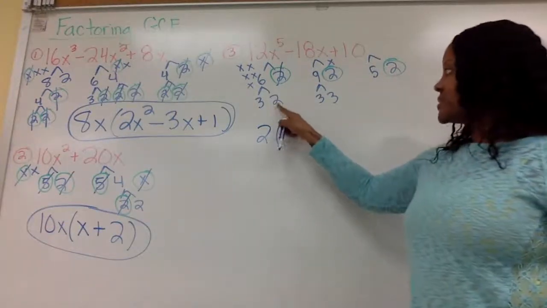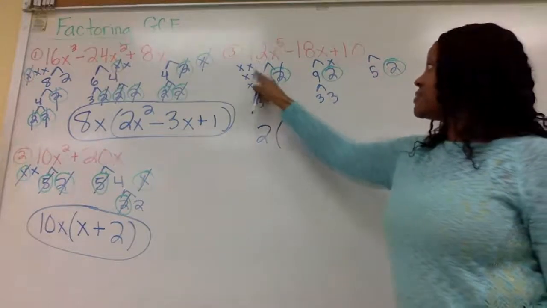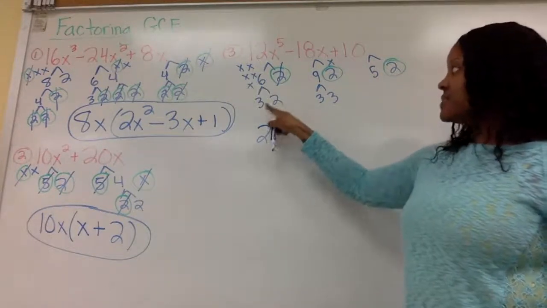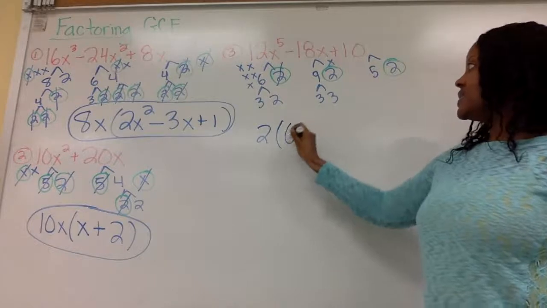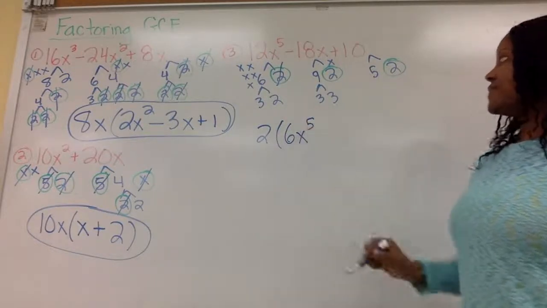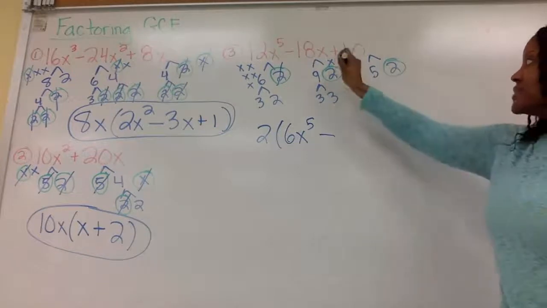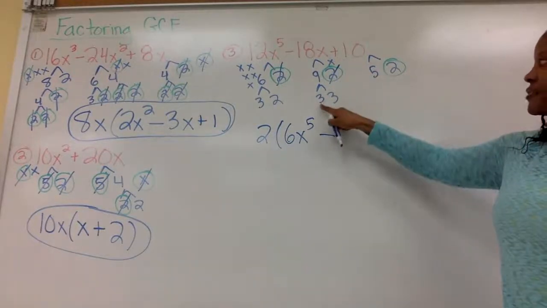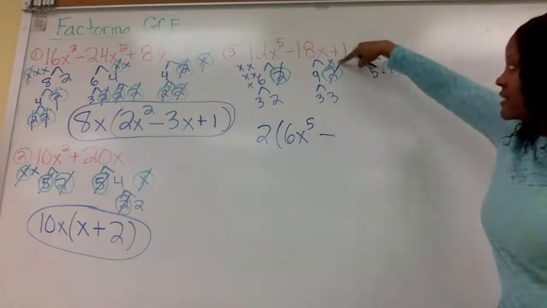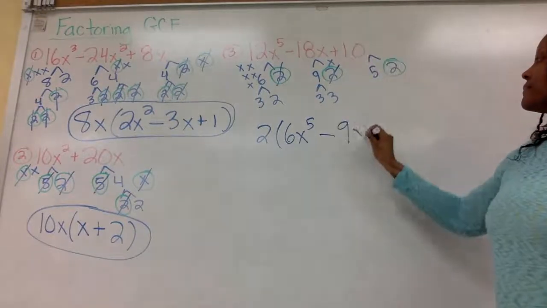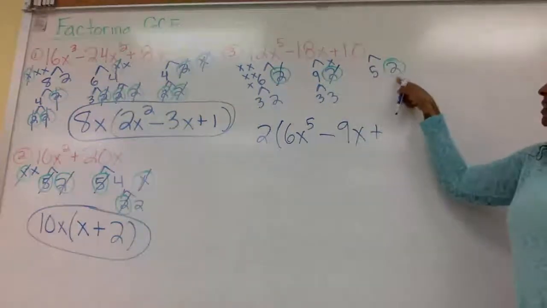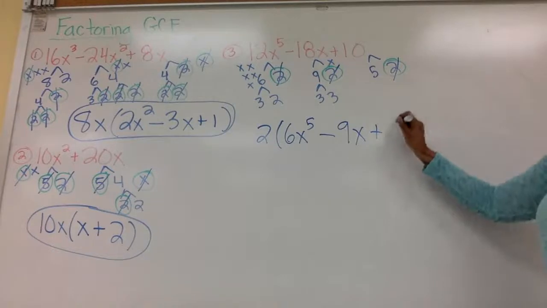So take away your greatest common factor. Left over, I have 2 times 3 times 1, 2, 3, 4, and 5 x's. So 2 times 3 and 5 x's gives me 6x to the 5th. Bring your subtraction sign down. Okay. Take away the 2, what's left over? A 3 times a 3 times an x. That's 9. Take away the 2, what's left over? A 5.